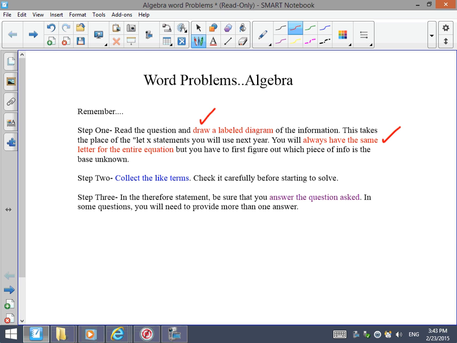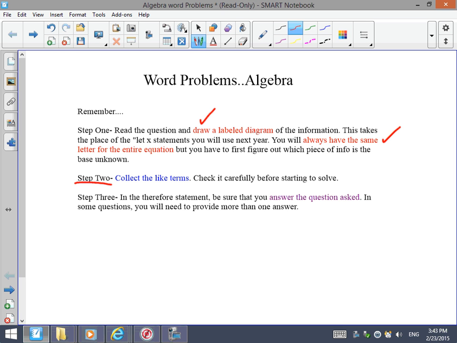After you figure out your diagram and you make your equation, step 2 is that you have to collect all your like terms. And when you have an x and a 3x and x plus 2, you group all the x's together, and you group all the numbers together so it makes a nice expression or equation that you can solve. And then you go ahead and solve it.